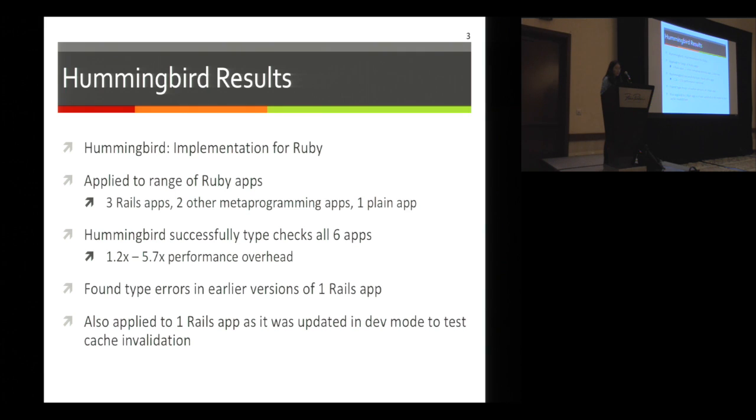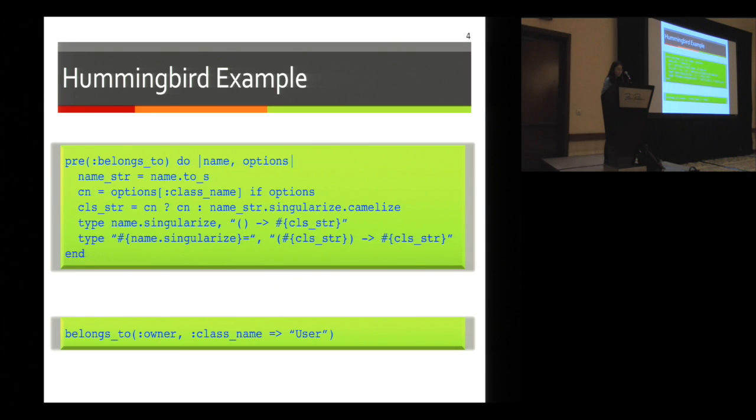We also applied Hummingbird to our application, and we were able to catch a couple of type bugs. At the end, we applied Hummingbird to 1 Rails application as it was updated in development mode to test cache invalidation. The paper tells you about those experiments.